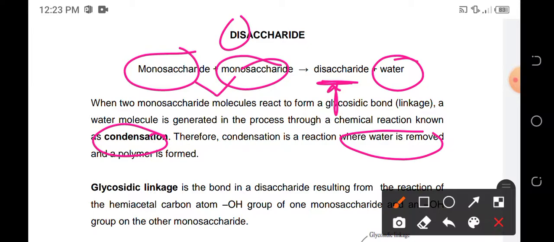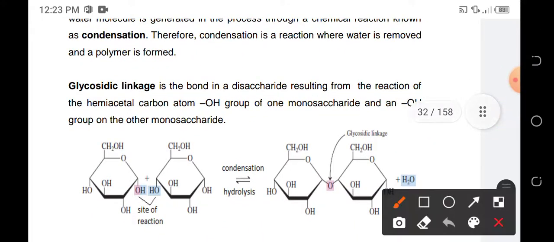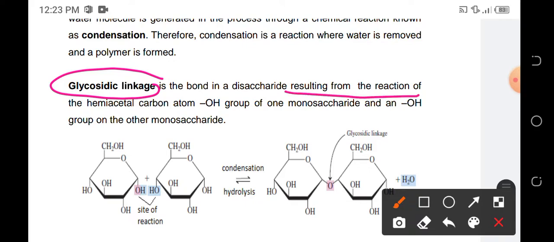Now, what binds these two monosaccharides is known to be the glycosidic linkage. So, this is the bond that binds the two monosaccharides together, and this results from the reaction of the hydroxyl group on the hemiacetal carbon atom of one monosaccharide and the hydroxyl group of another monosaccharide. So, paano ito? The glycosidic linkage happens with the hemiacetal.